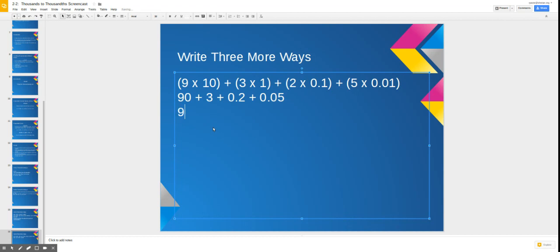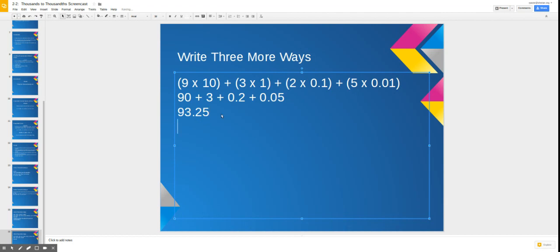90 plus 3 I know is 93. At this point, we are switching over to decimals, so I can include the decimal to show that that's what we would have here. 2 tenths plus 5 hundredths would just be 25 hundredths. I can also use expanded form powers of 10. Since the tenths place is multiplied by 2, in the tenths place I have a digit of 2. Since the hundredths place is multiplied by 5, in the hundredths place I have a digit of 5.